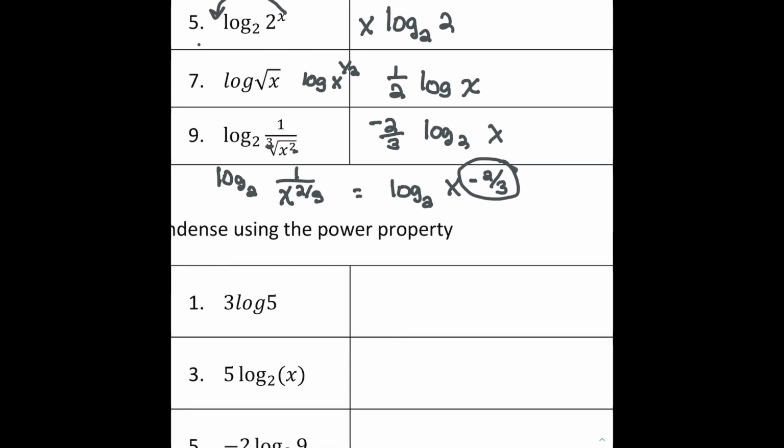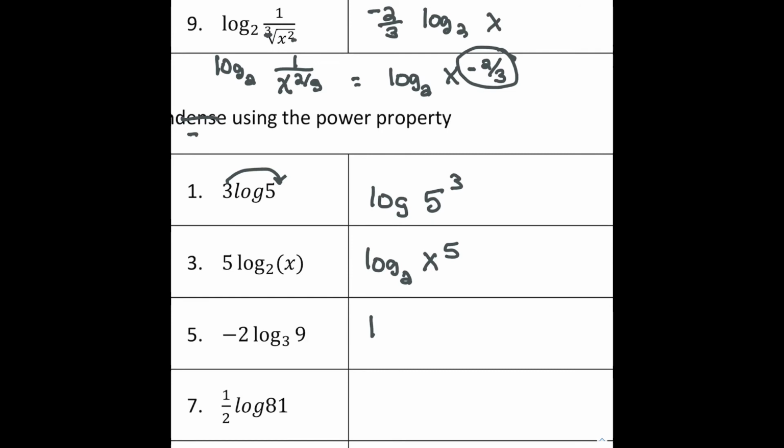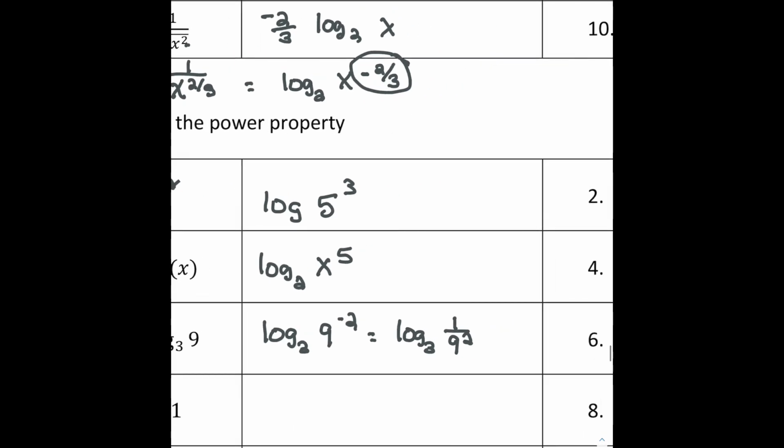Okay? Alrighty, last one and then we'll be done. We have 3 log 5. So we're writing this, I said condensed. This is actually, well, yeah, it's condensing. We're going to write this by putting this in the exponent. So this would be log 5 to the 3rd. This would be log base 2 of x to the 5th. This would be log base 3 of 9 to the negative 2, which can be written as log base 3 of 1 over 9 squared, which is equal to log base 3 of 1 over 81.